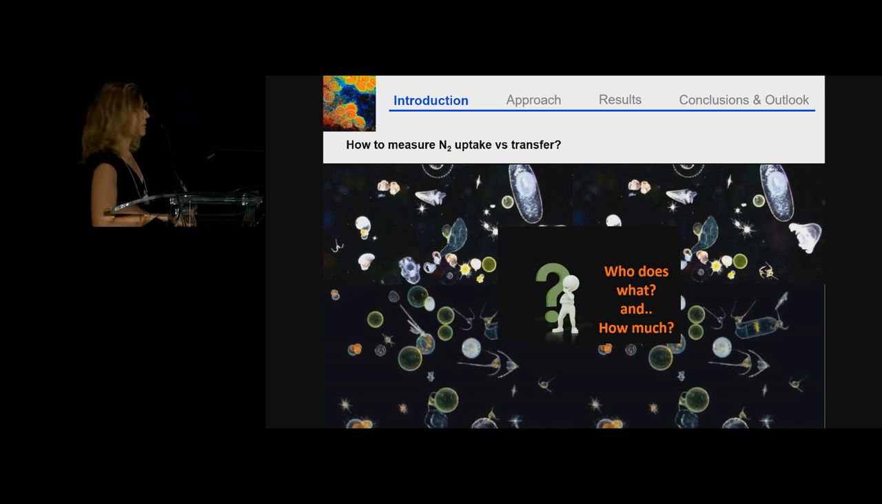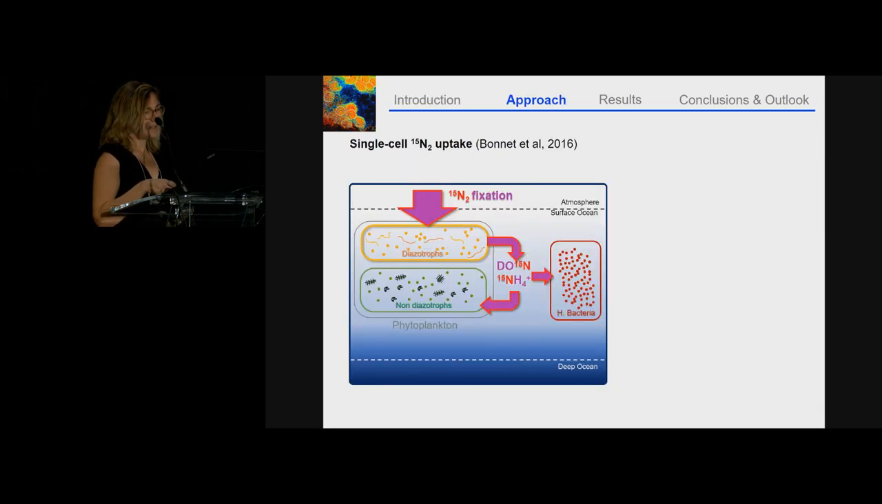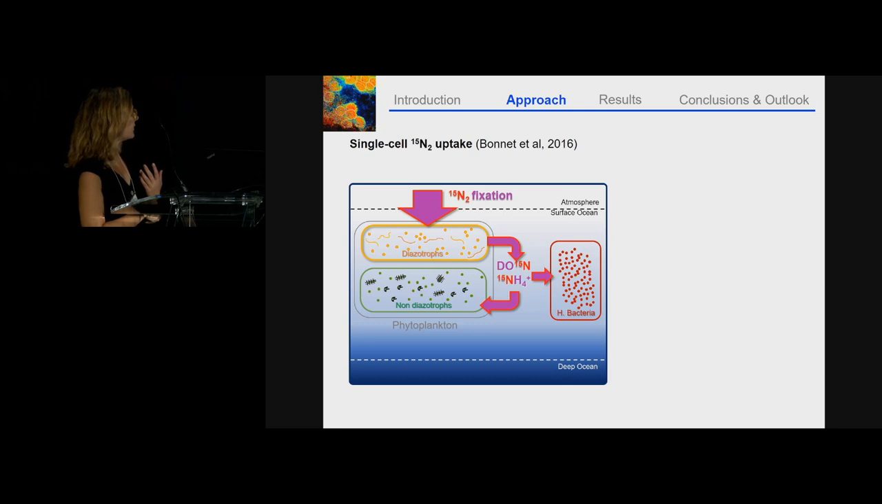So how do we actually do this? Well, it's quite tricky because, of course, in any given liter of seawater, we have this fantastic diversity of little organisms. So it's hard to come up with something that can allow you to measure who is doing what and to what extent. So to overcome this, we worked on a single-cell 15N nitrogen approach. What we do is that we add 15N to our samples, and then we track it down to DON and to ammonium, but also to all these groups, so to the diazotrophs, the heterotrophic bacteria, and then some main groups of non-diazotrophic phytoplankton.